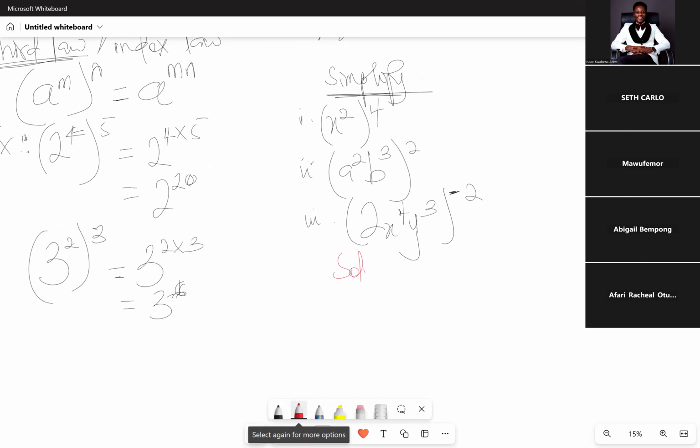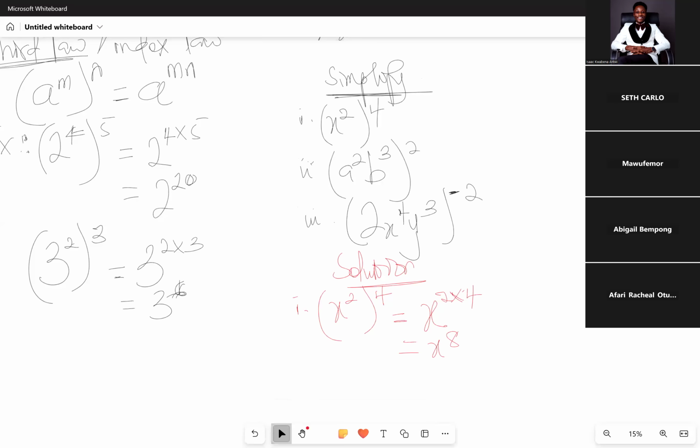Solution. So number 1. The question is x index 2 with an index of 4, right? Yes, sir. So now let's go on. So what do we have? I said the x, power multiplies each power inside, right? So go on. Yes, 2 times 4, which is 8. Yeah, x index 8. Good.